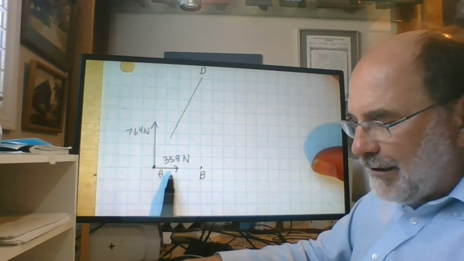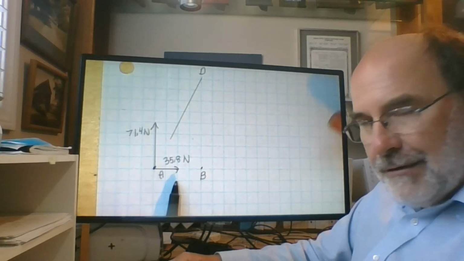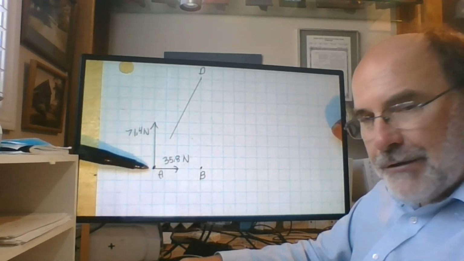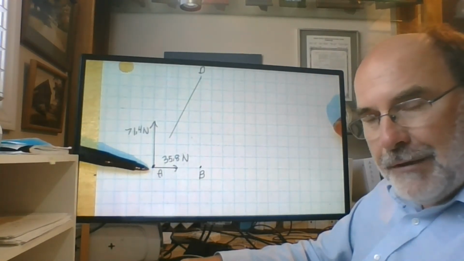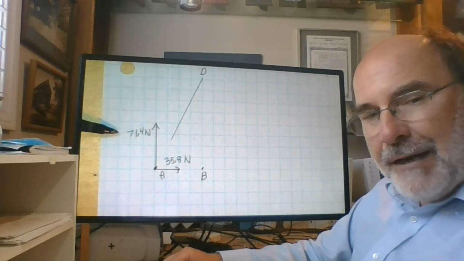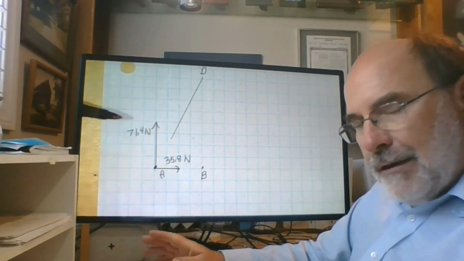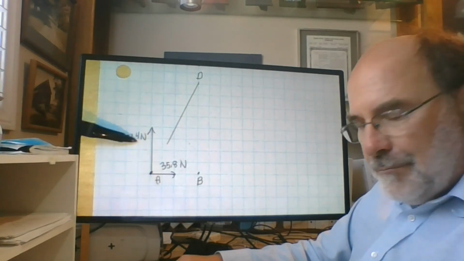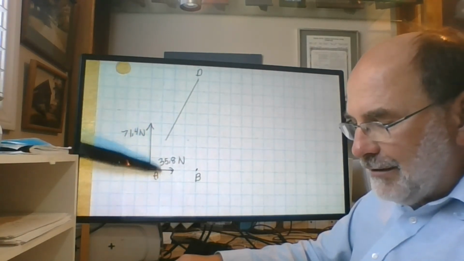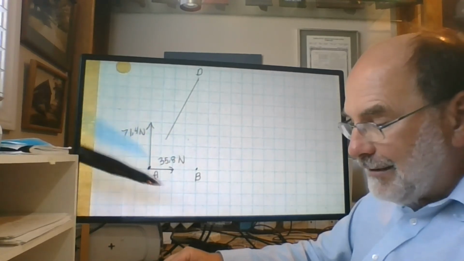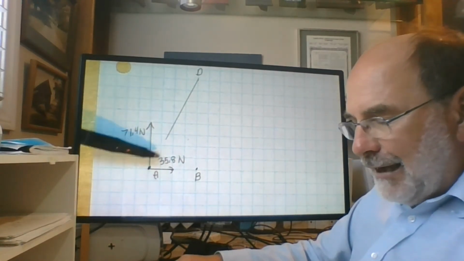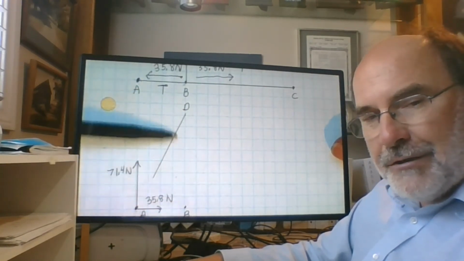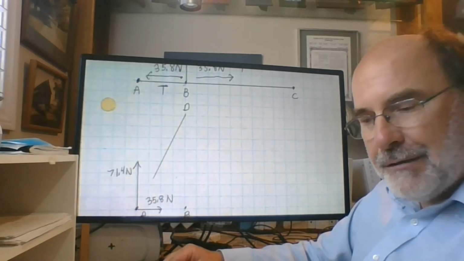This is the force of B pulling A to the right with a magnitude of 35.8 newtons. This is the force of the ground pushing up through the pivot point at point A with a magnitude of 71.4 newtons. If you do your math correctly, then the angle formed by a right triangle using these two legs and connecting them head to tail, not tail to tail, the angle that you get should be identical to the angle of the physical truss that connects point A to point D.